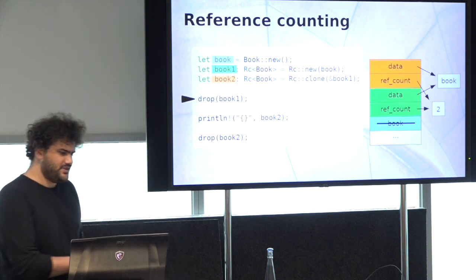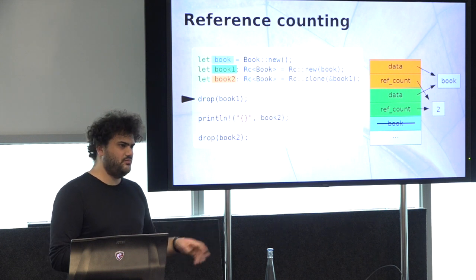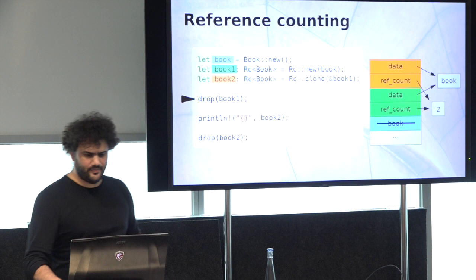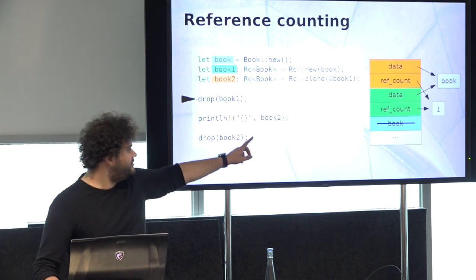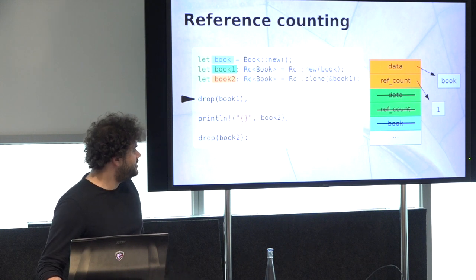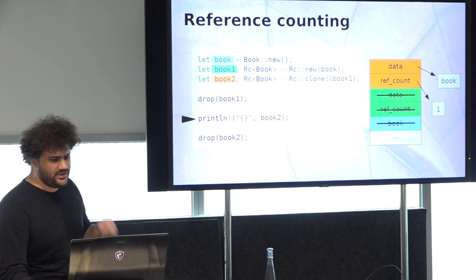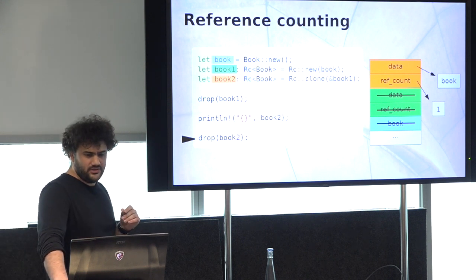Now we can drop stuff. This basically means, okay, I don't want to have this anymore, just release it, and it's obviously no longer accessible. So let's do that. That decreases the reference counter by 1, and it destroys the thing. And now we can print a book too. We still have access to it. It's there.